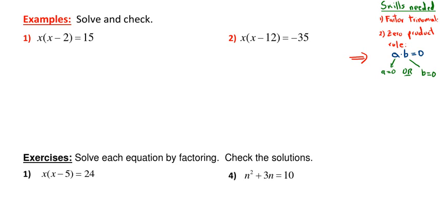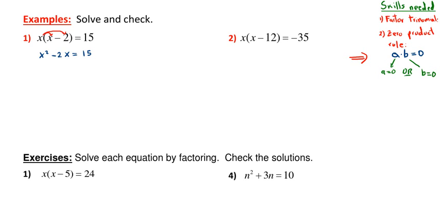Okay, what we do in this case is the following. We multiply with the distributive property, the x times the x, and then the x times the negative 2. So we will get here x times x, x squared, x times negative 2, negative 2x, and that is equal to 15.